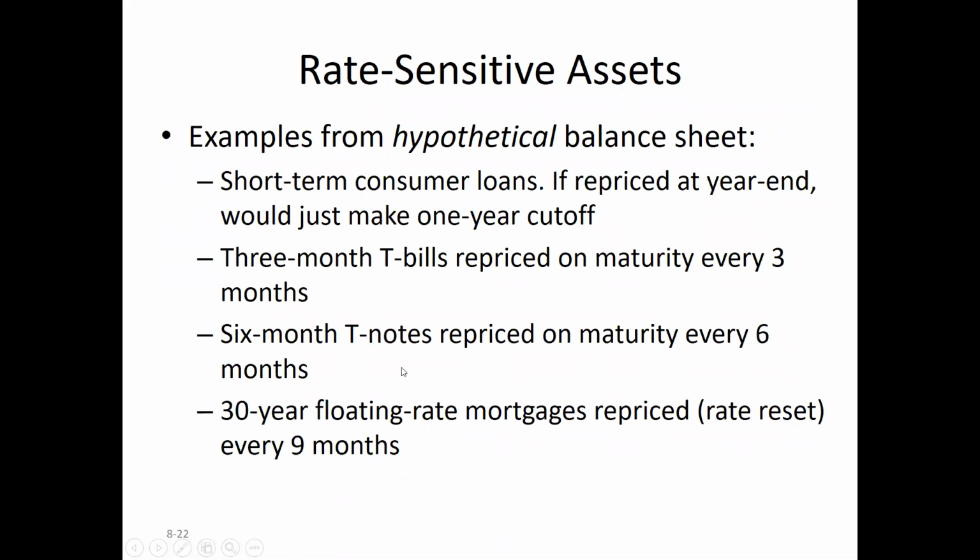So the rate sensitive assets, examples from a hypothetical balance sheet: short-term consumer loans, if they're repriced at the year end, would just make the 1 year cutoff. And 3 month T-bills are repriced at maturity every 3 months. The 6-month T-notes are repriced on maturity every 6 months. And 30 year floating rate mortgages are repriced every 9 months. So we should take into consideration the balance sheet assets that are provided.